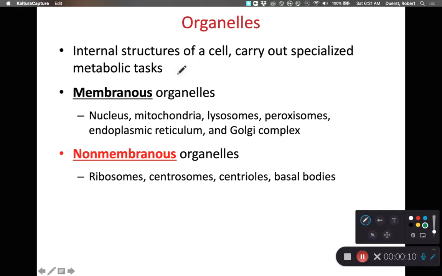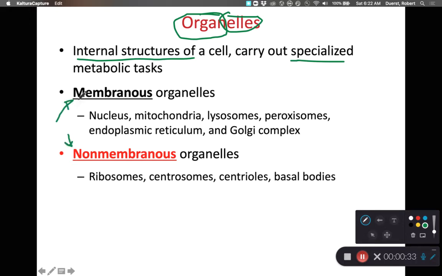As you look at organelles, these are, for lack of a better analogy, little organs. "Organ" refers to the fact that these organelles perform specific functions to keep the cells alive. They're inside of the cells and they carry out very specialized metabolic tasks. We have membranous and non-membranous organelles.